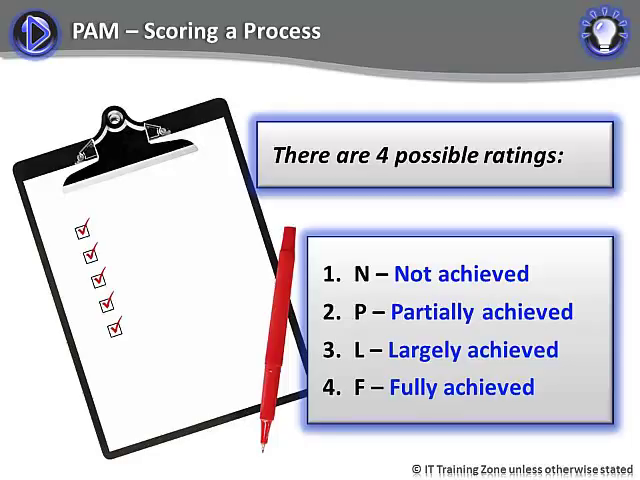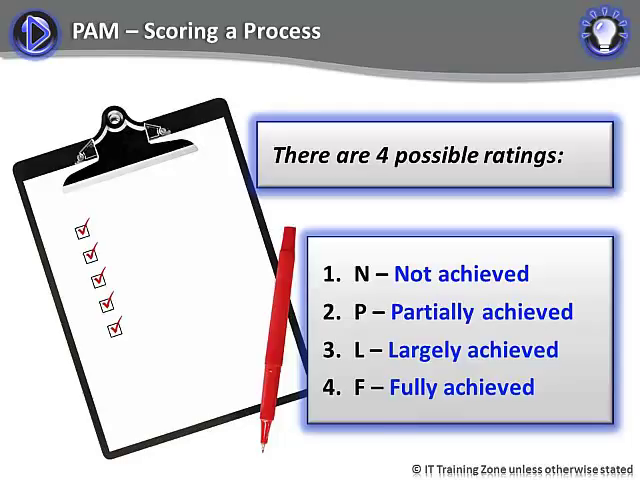N. Not achieved. There is little or no evidence of achievement of the defined attribute in the assessed process. P. Partially achieved. There is some evidence of an approach to and some achievement of the defined attribute in the assessed process. Some aspects of achievement of the attribute may be unpredictable.